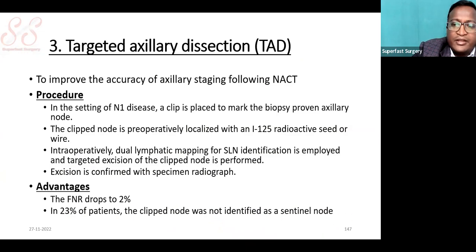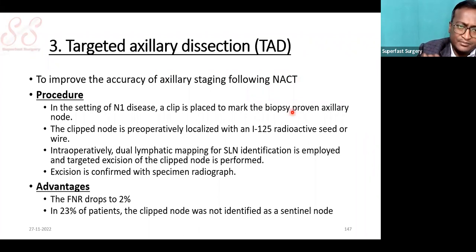Now another very popular topic is targeted axillary dissection. So what is targeted axillary dissection? To improve the accuracy of axillary staging following NACT, we do this targeted axillary dissection.